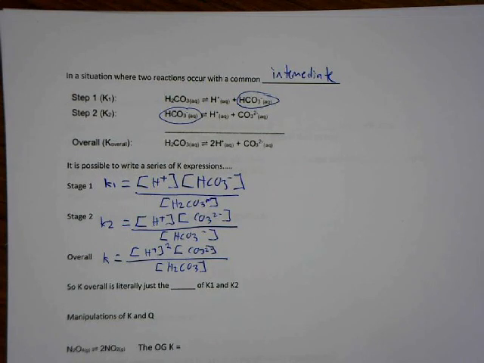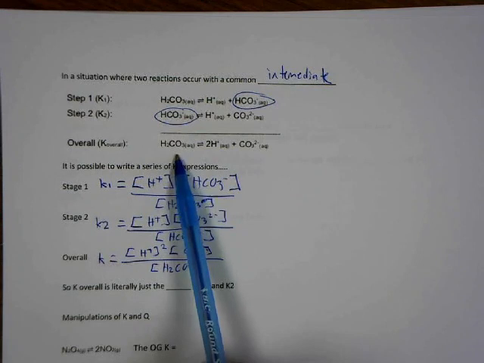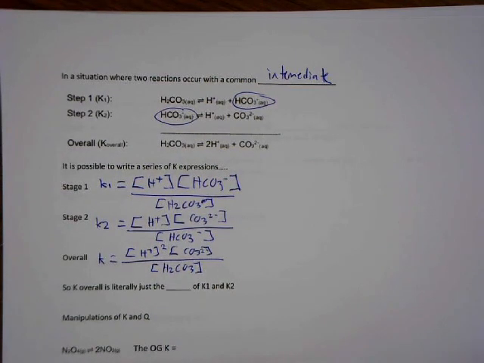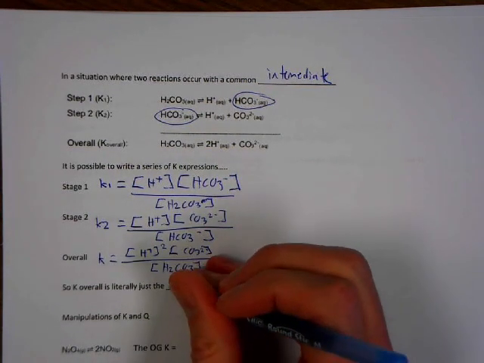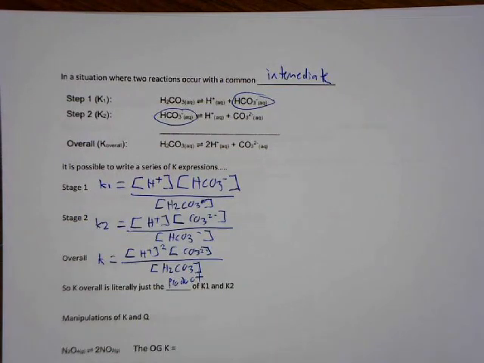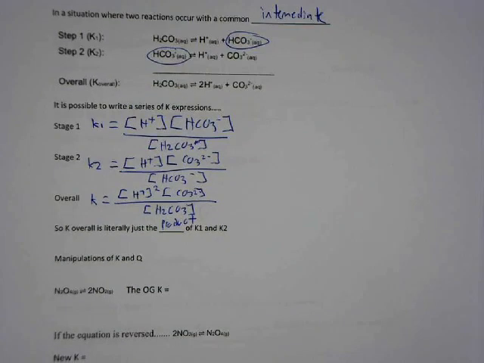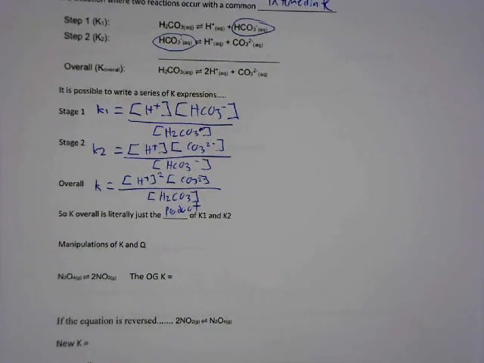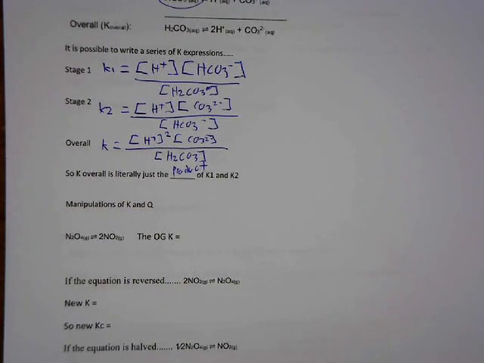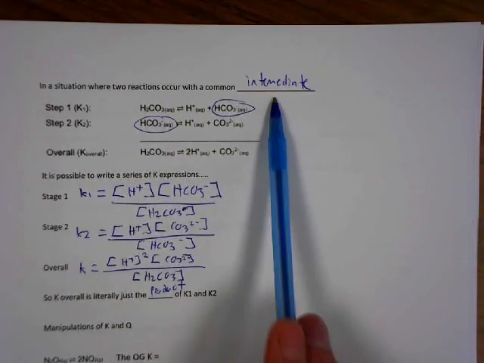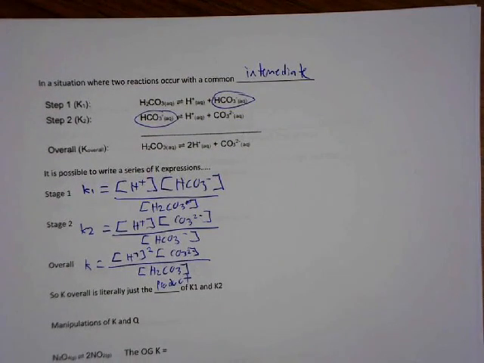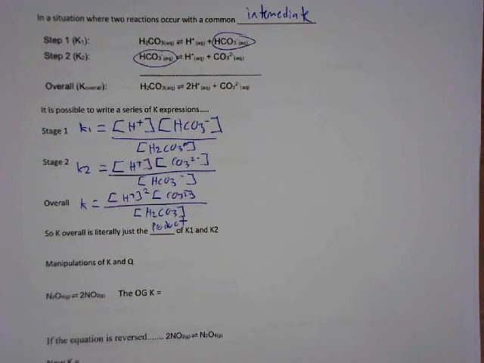Do you see it? It's just the product. All you do is multiply K1 times K2. So when you have multiple steps, you can just multiply them together, or just look at the last step, either one. So K overall is just the product of K1 and K2. Does this apply with more steps? Yep, it works with however many steps there are. But there has to be a common intermediate for that to work.